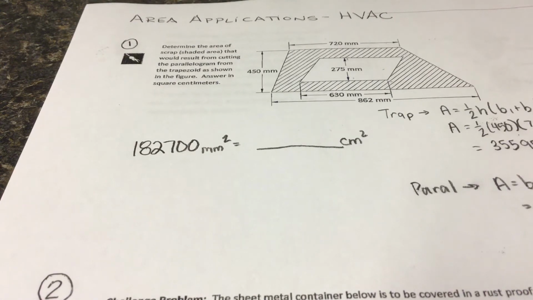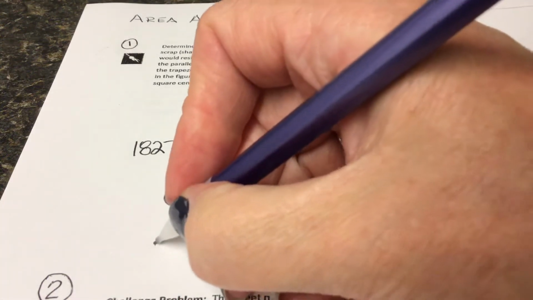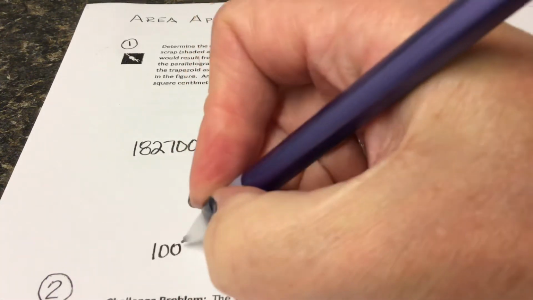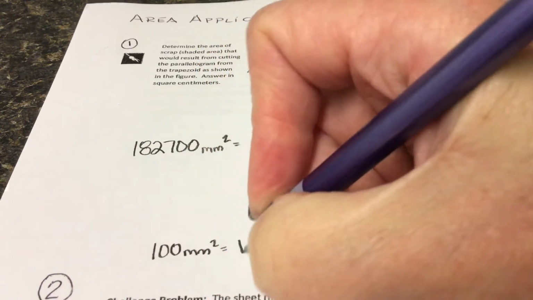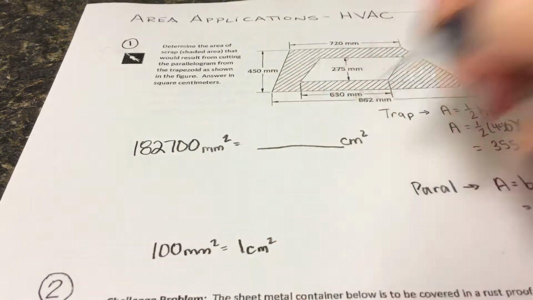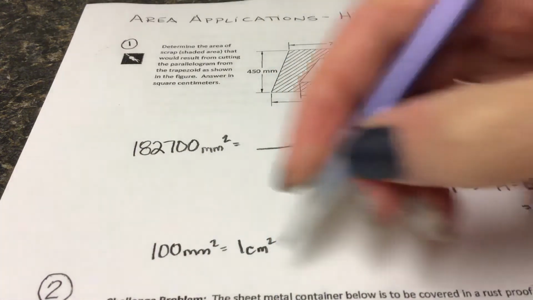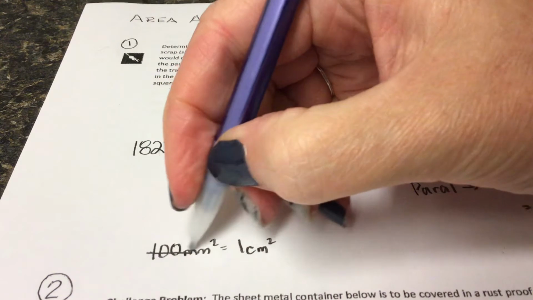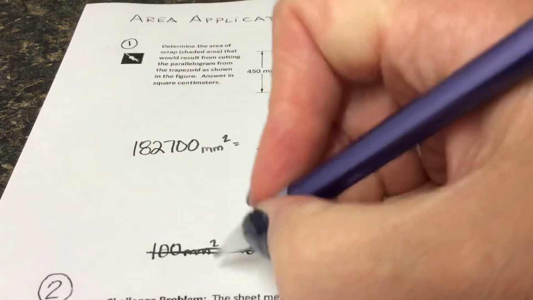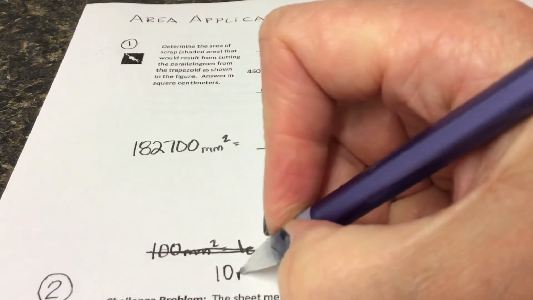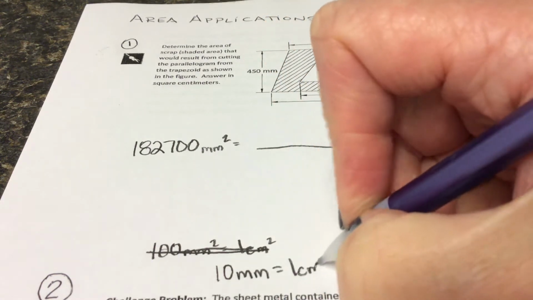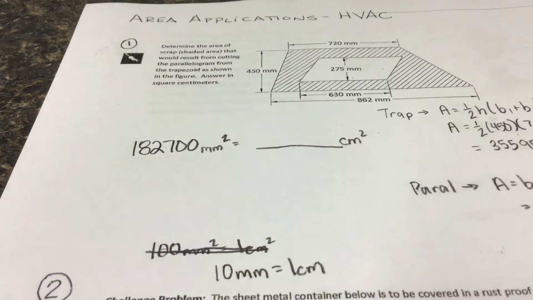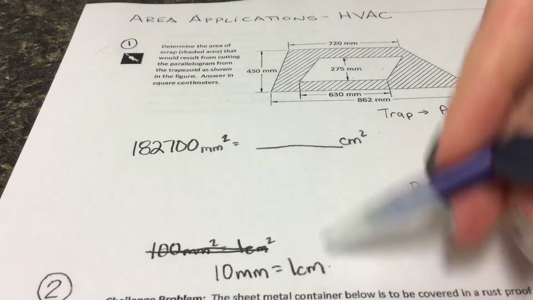Most of you will not know off the top of your head that there are 100 millimeters squared in 1 centimeter squared, okay? But you could use that if you knew it. It is more likely that you would know that there's 10 millimeters in a centimeter. It's lacking the squared part of it, but we can use that.